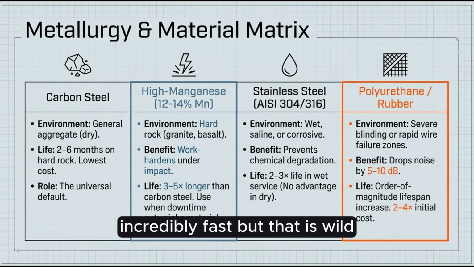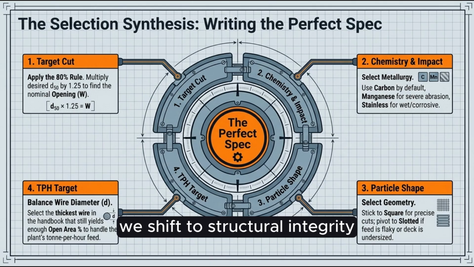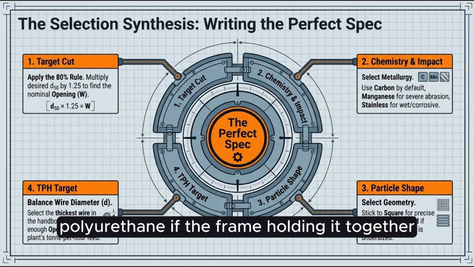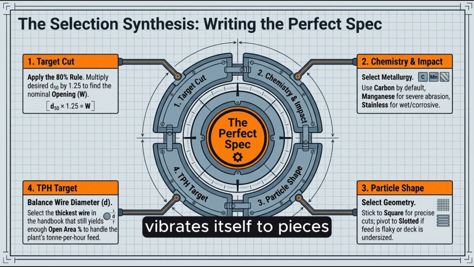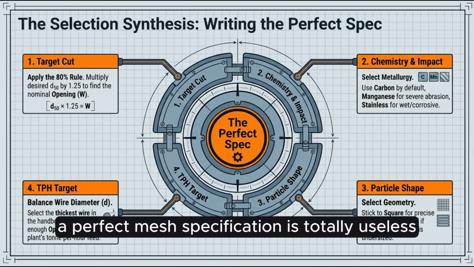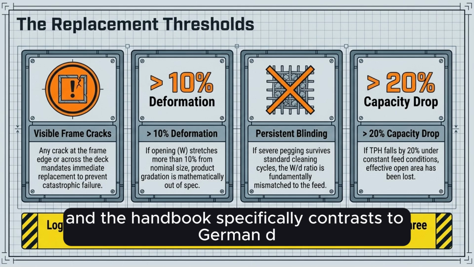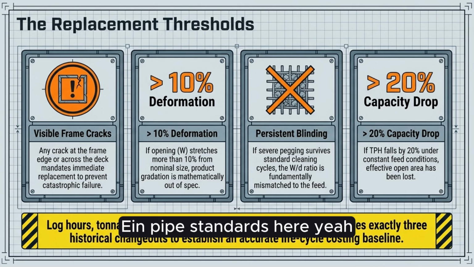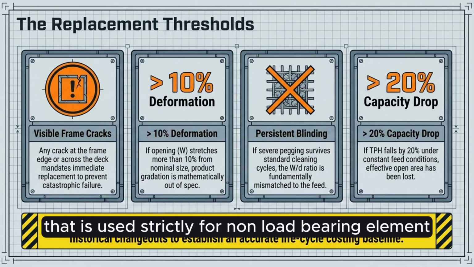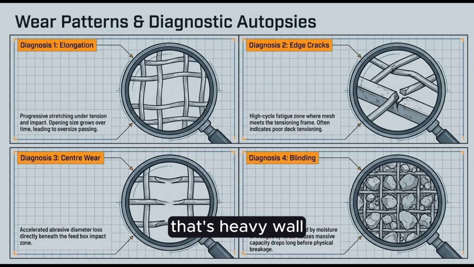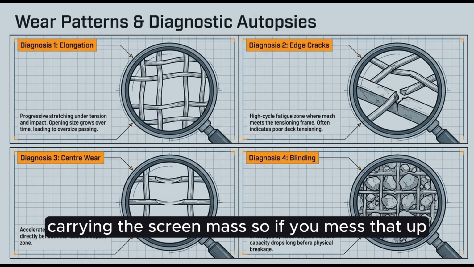Oh, that is wild. Moving to the next slide, we shift to structural integrity. Because it doesn't matter if your mesh is made of space-age polyurethane if the frame holding it together vibrates itself to pieces. Absolutely. A perfect mesh specification is totally useless if the dynamic load transfer fails. And the handbook specifically contrasts German DIN pipe standards here. First, you have DIN 2440, which is a standard wall pipe used strictly for non-load-bearing elements. Like dust covers. Exactly. Then you have DIN 2441, that's heavy wall, and it is strictly for primary cross members carrying the screen mass.